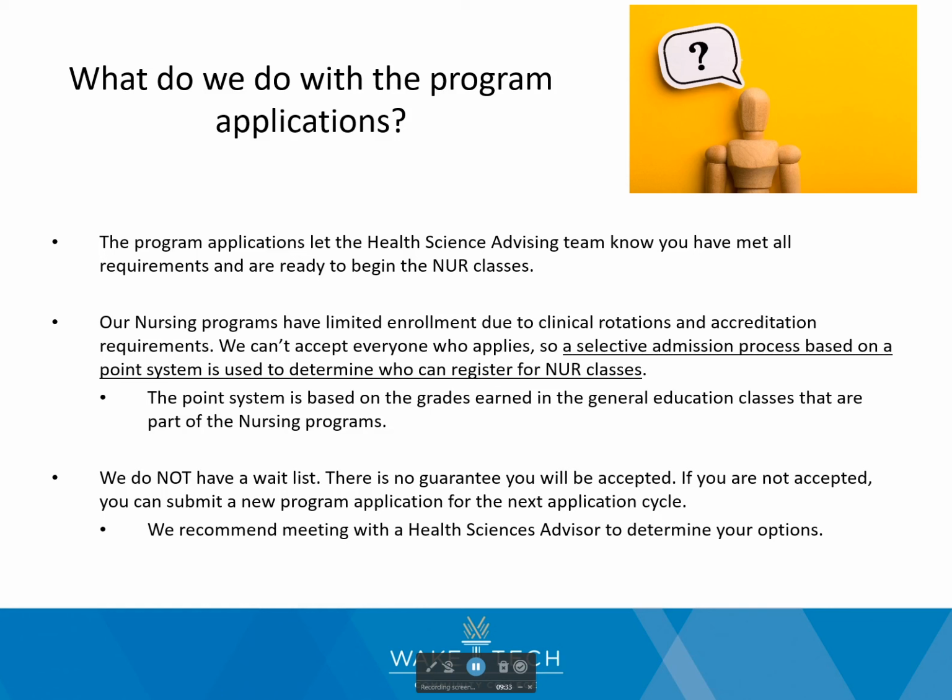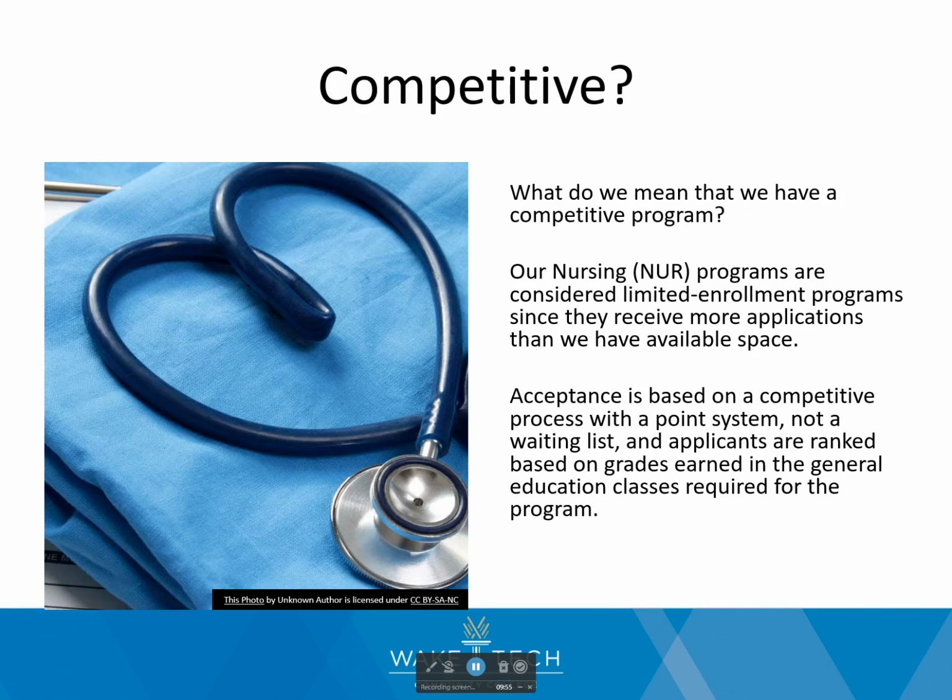Now, what do we do with those program applications? First, we're going to review them, make sure we have all the correct information, and if we don't, we're going to reach out to you. We're then going to review for classes. We're going to look at specific courses that you've taken and award points. We don't have a wait list, so there's no guarantee you're going to be accepted. It's all going to be competitive. Now, what do we mean by competitive? So what happens?